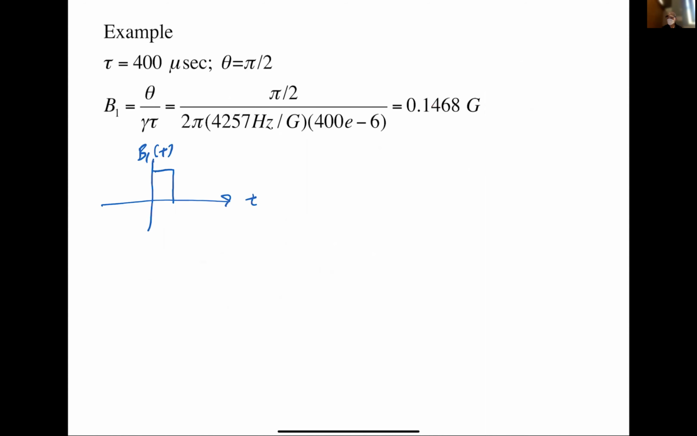And you essentially turn it on with some value B1, let's say. So it's got some amplitude. And in this case, it's turned on for 400 microseconds. Can you all read that? If not, let me know. I'll try to write better, but handwriting on an iPad is not my greatest strength.